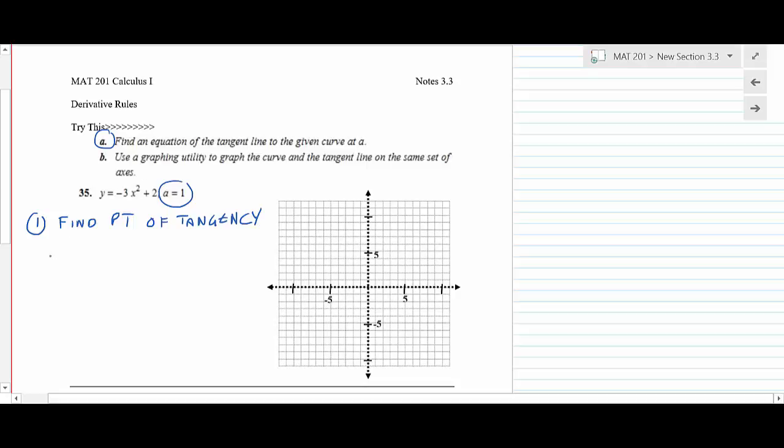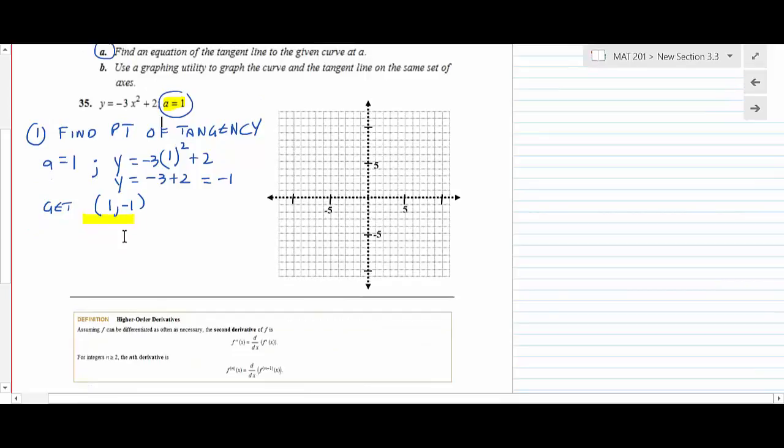So really we're looking at a = 1. That means we need to replace all of the x's in the function I gave you, -3x² + 2, with a 1, and that'll give you the y value. That will be where we're looking for our tangent line. So that's going to be y equals -3 + 2, which is equal to -1. So your point of tangency is (1, -1). That's the first key part of the problem. When I give you a = 1, I'm just telling you that's the x value of where your point of tangency is going to be.